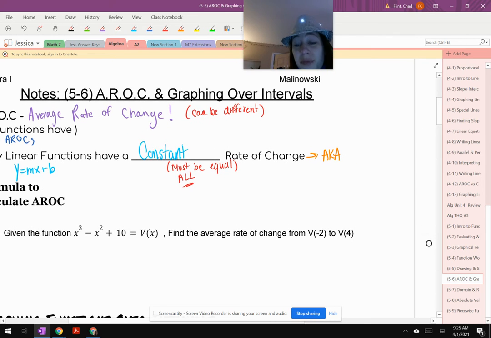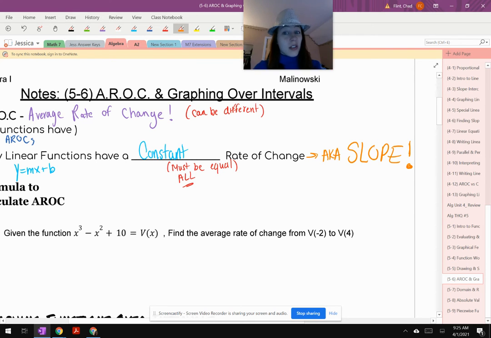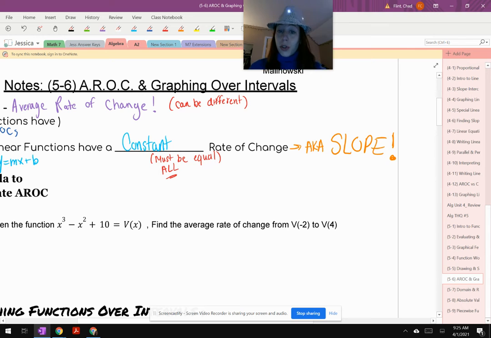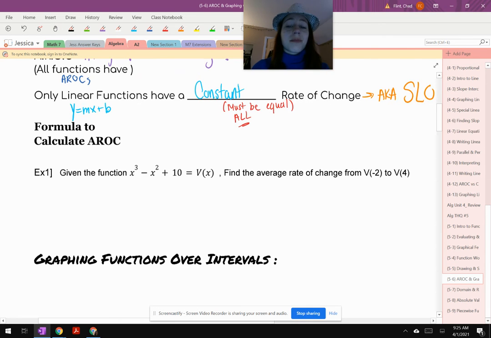But anyways, constant rate of change, aka a slope, right? Slope is a constant rate of change, but it's not slope unless it's constant. If it's not that, then it's an average rate of change. It doesn't become a slope until it's constant.